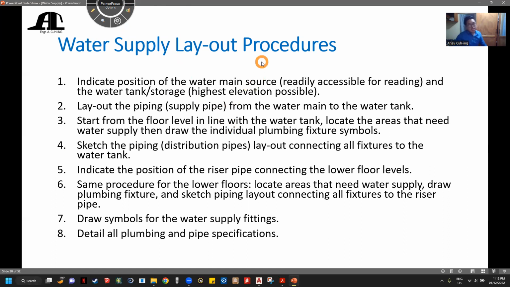Okay? So in a way class, meron lang tayong procedures in terms of the layout. So first class, kailangan lang natin i-identify kung nasaan class yung position ng water meter.